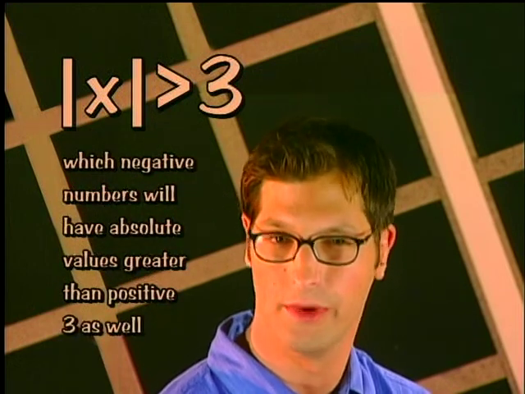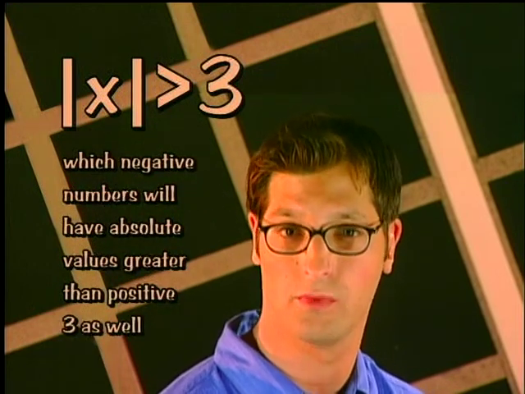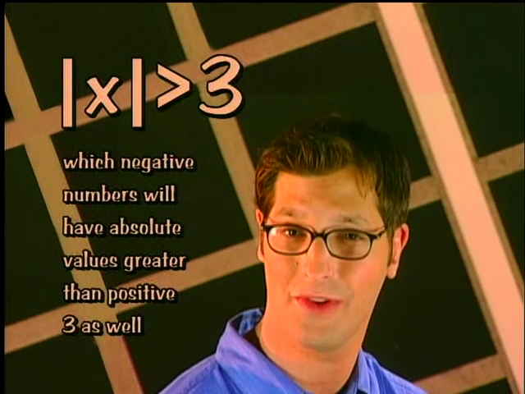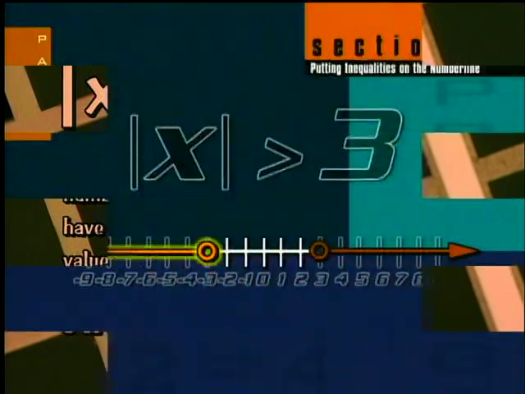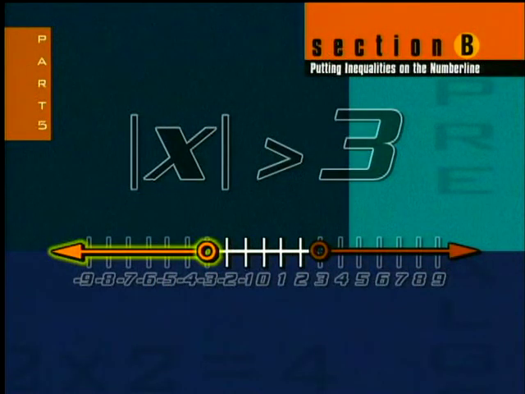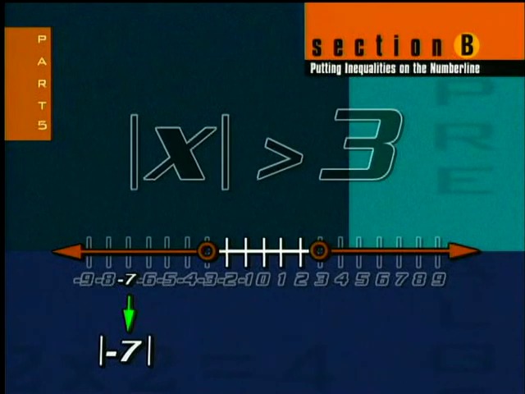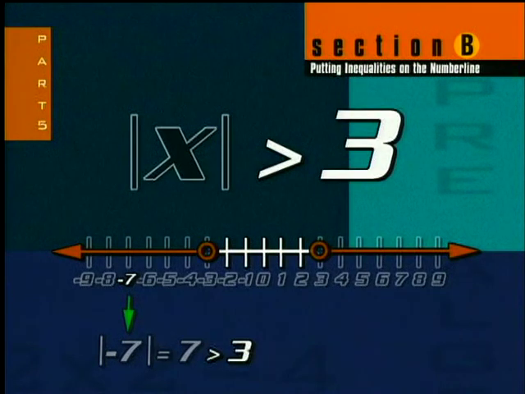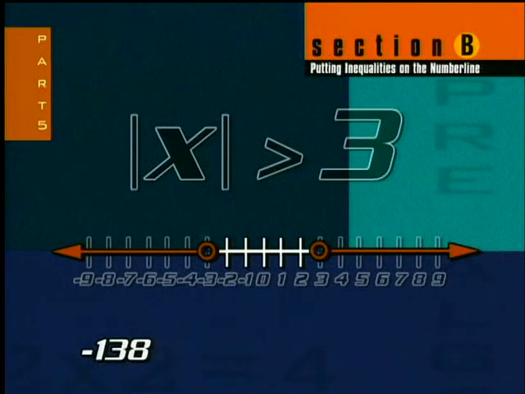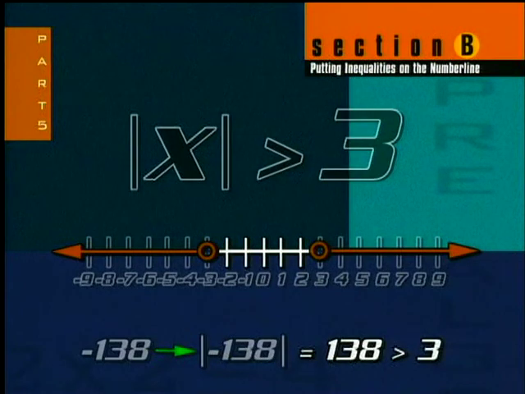But remember, we've got to figure out which negative numbers will have absolute values that are greater than positive 3 as well. Well, all numbers less than negative 3 will work because their absolute values will be greater than positive 3. For example, if we pick negative 7, the absolute value of negative 7 is positive 7, which is greater than 3. Same thing with negative 138. The absolute value of negative 138 is positive 138, which is greater than 3.